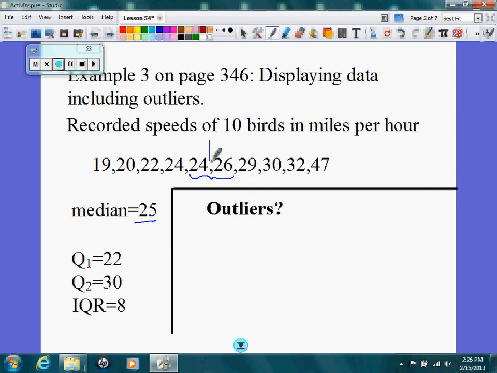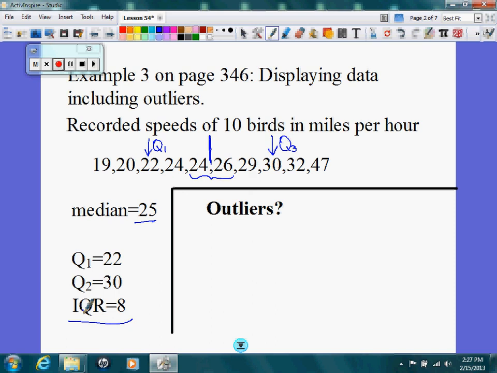So here's our median right here. Our first quartile would be the median of the data below the median. There are 5 pieces of data here, so the one in the middle would be here. This would be our Q1, and the one in the middle here would be Q3. And what about outliers? Do we have any outliers? Now I've noticed a designation down here, IQR equals 8.